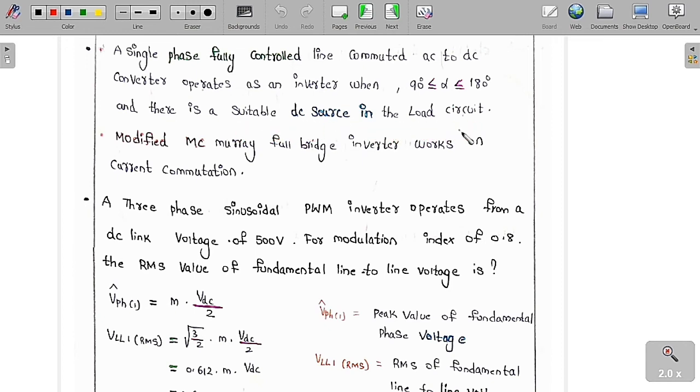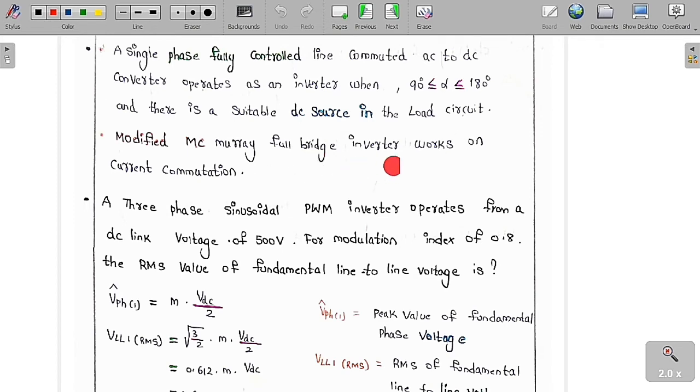I have already told you, in a single phase fully controlled converter, for alpha less than 90 it is going to act like a rectifier. Therefore the real power is going to flow from AC to the load side. Whereas for alpha lying between 90 to 180, it is going to act like an inverter. So the real power is going to travel from load to source. And always a DC source must be present in the load side, like an RLE load. Then only it is possible.